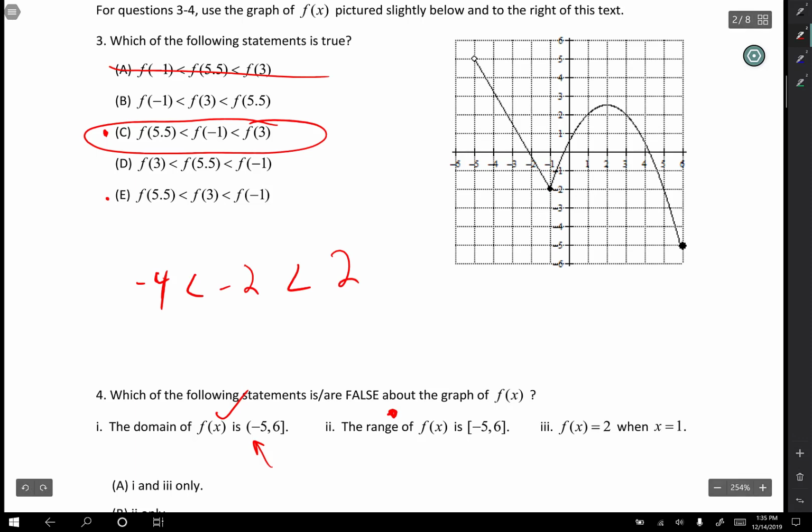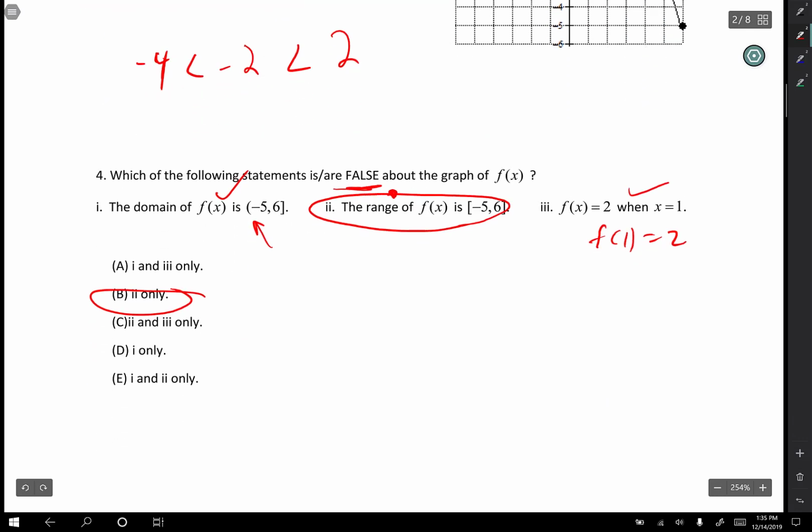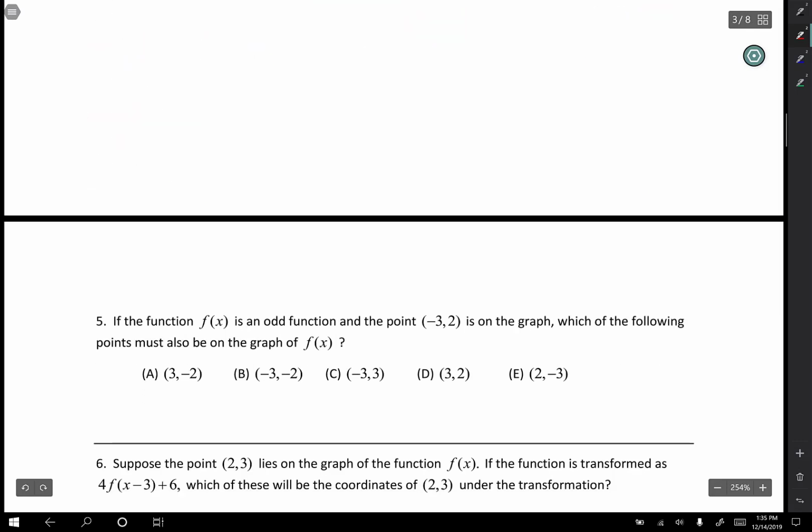And f of x is 2 when x is 1. All right, when x is 1, yeah, it appears to be 2. That just means f of 1 equals 2. So that one seems to be true. They want one that is false, so it looks like just Roman numeral 2. So look for that. All right, let's go to the next one, guys.